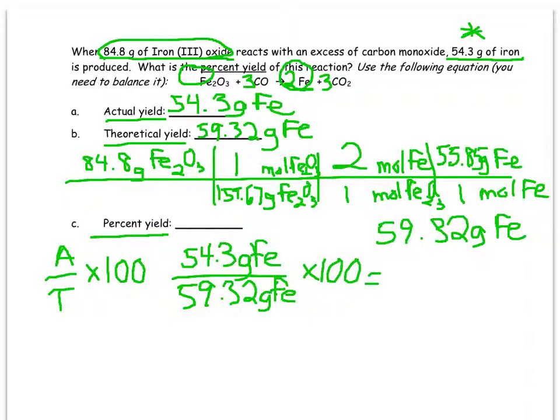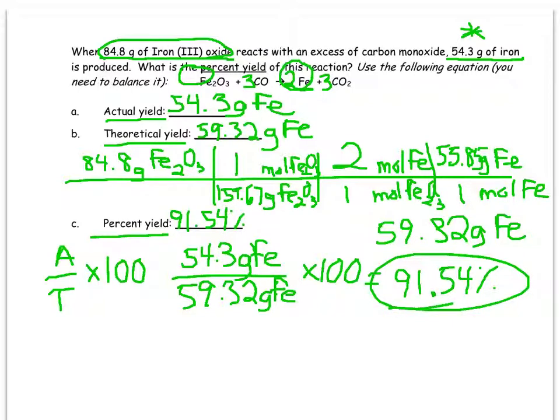Okay, put that into your calculator, and hopefully you get what I got, which is 91.54. And this is percent. That's a pretty good percent yield. You usually want to be in the 90s, close to 100 as possible. And that's our percent yield, so we are all done.